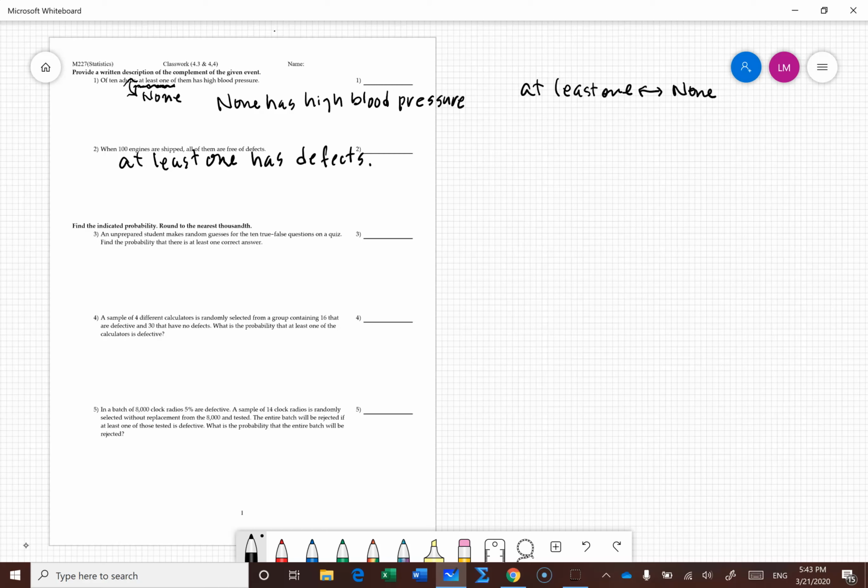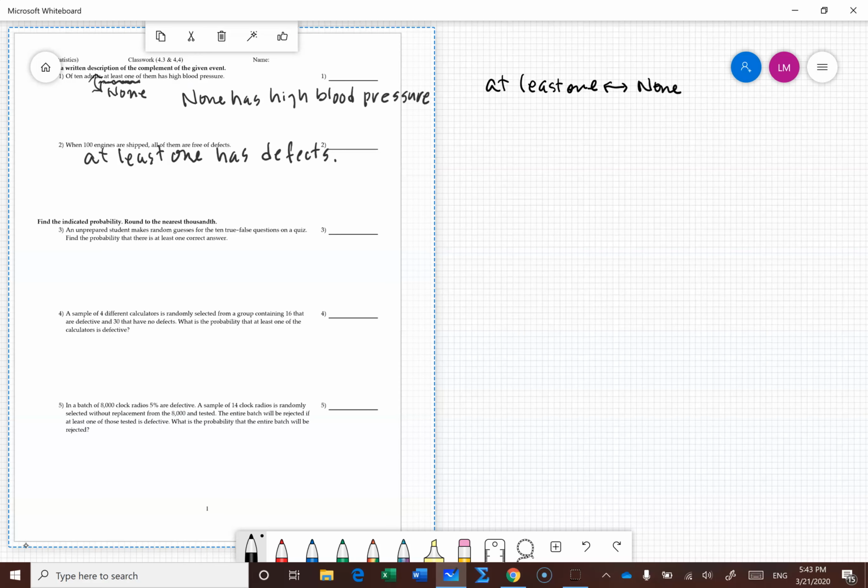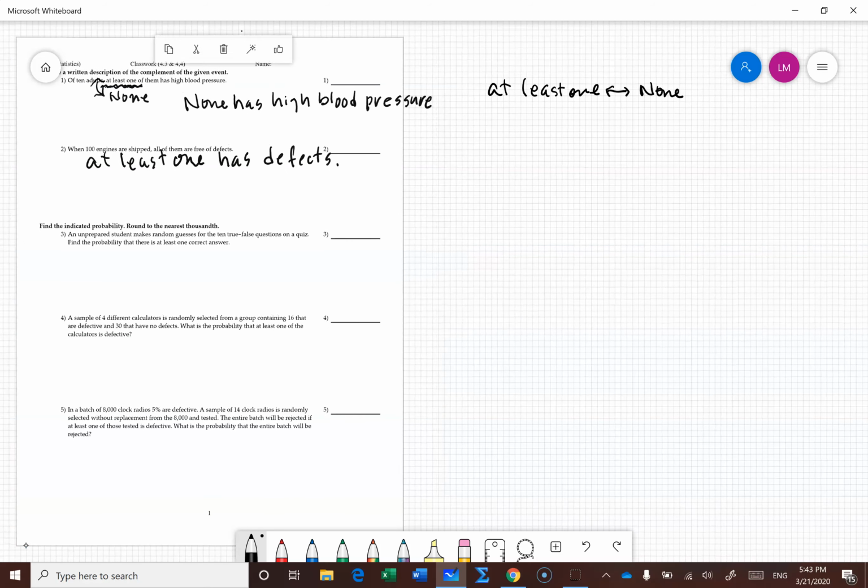Now, number 3, find the indicated probability, rounded to the nearest thousandth. An unprepared student makes a random guess for 10 true-false questions on a quiz. Find the probability that there's at least one correct answer. So the probability of at least one is 1 minus the probability of none.